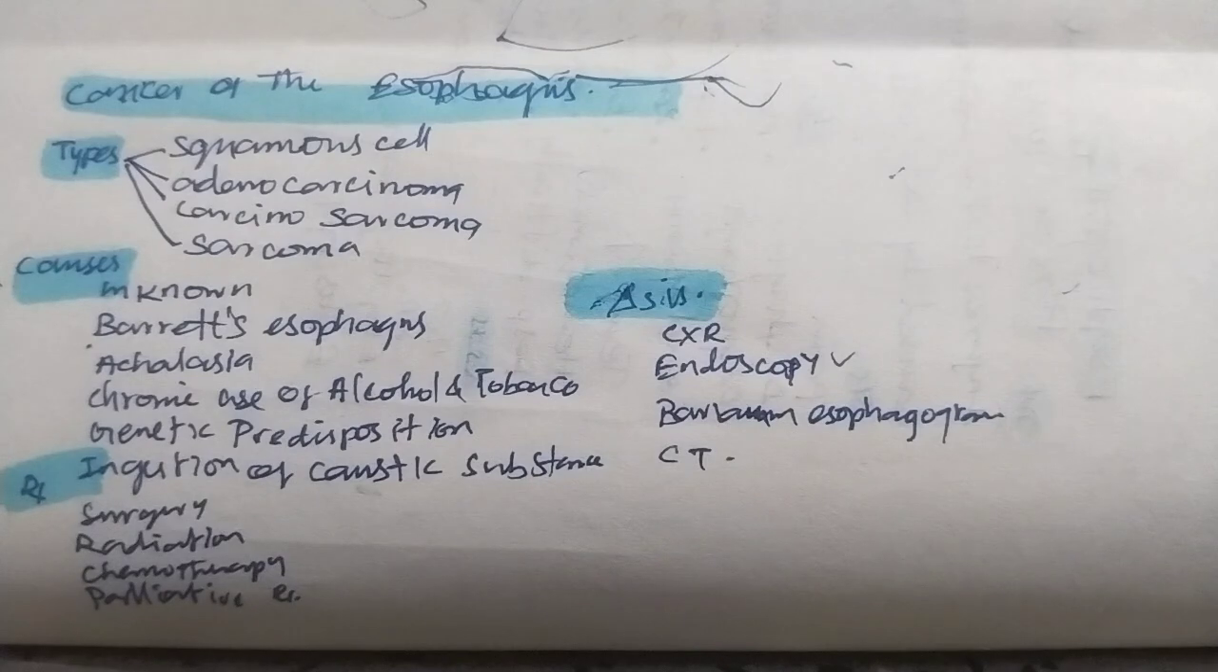Associated factors: the cause is unknown but has been associated with Barrett's esophagus, achalasia, chronic use of alcohol and tobacco that cause squamous cell carcinoma, genetic predisposition, non-white male population, ingestion of caustic substances such as lye, which cause esophageal strictures, and other head and neck cancers.